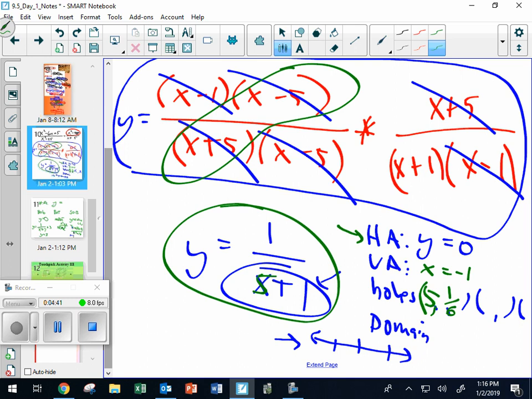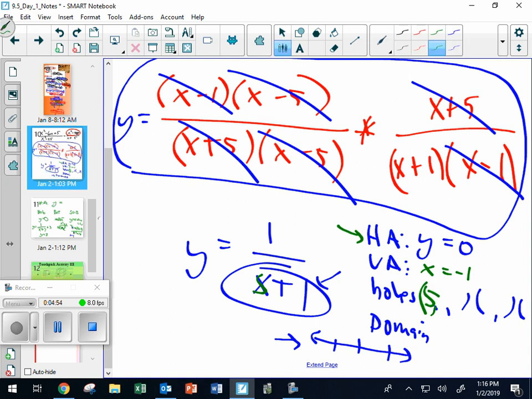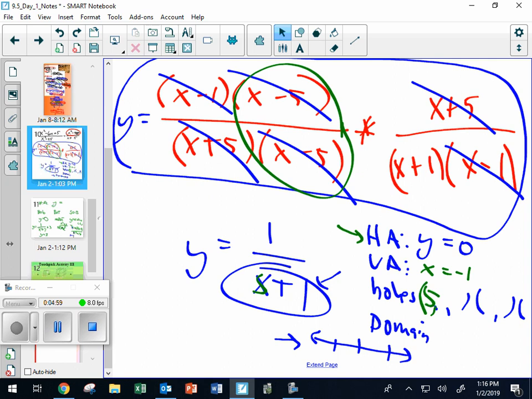There was another hole. This and this made a... Oh, wait, I'm wrong. I circled the wrong ones. Why didn't you stop me? You saw it, but you didn't say anything. Sort of like a train about to go off a cliff. And you just stand there and watch it.